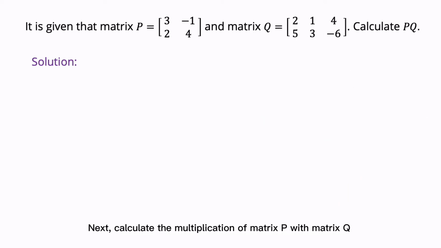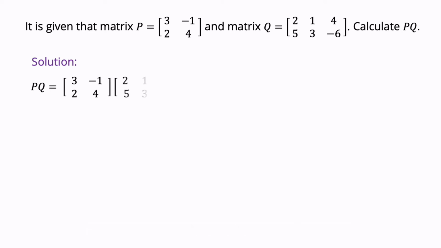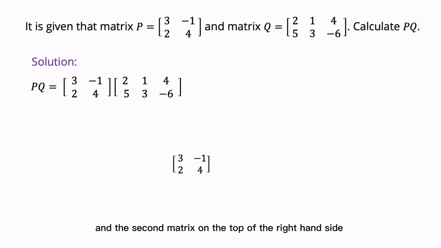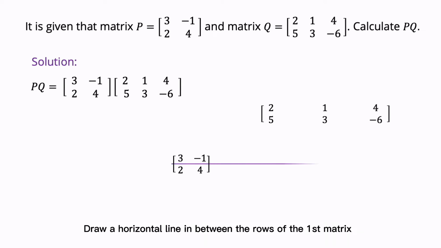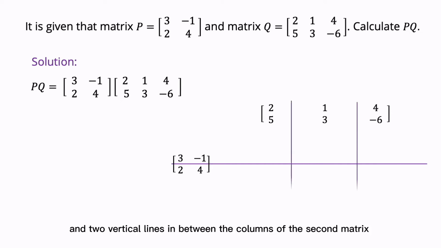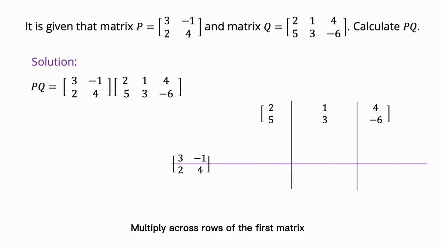Next, calculate the multiplication of matrix P with matrix Q given as PQ. The process is the same for any size matrix. Put the first matrix at the right-hand side and the second matrix on the top of the right-hand side. Draw a horizontal line in between the rows of the first matrix and two vertical lines in between the columns of the second matrix. Multiply across rows of the first matrix and down columns of the second matrix, element by element, then add the products.